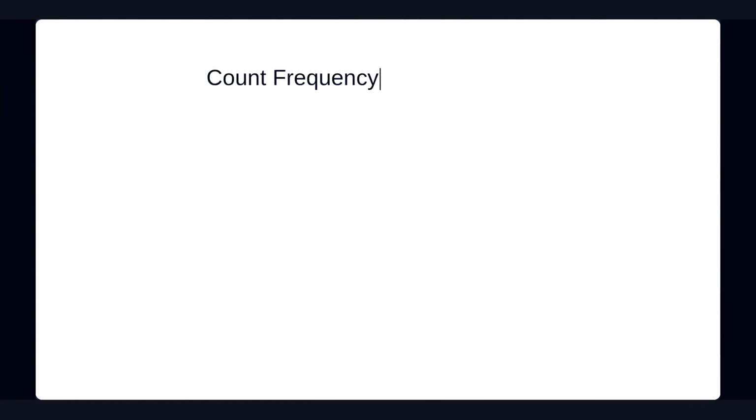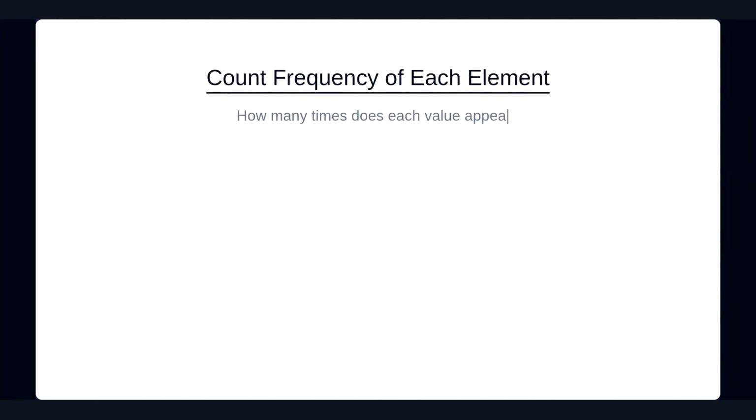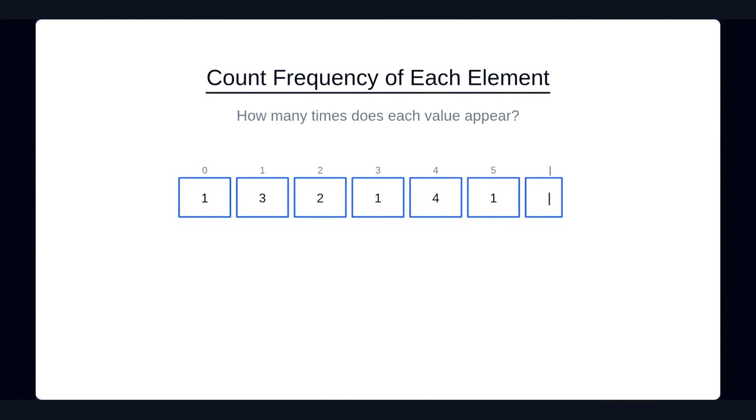Here is an array of numbers, and we want to know how often each value shows up. 1 appears 3 times, 3 appears twice, 2 once, and 4 once. The slow way is to pick a value and scan the whole array counting it, then repeat for every value. Let's find something much faster.